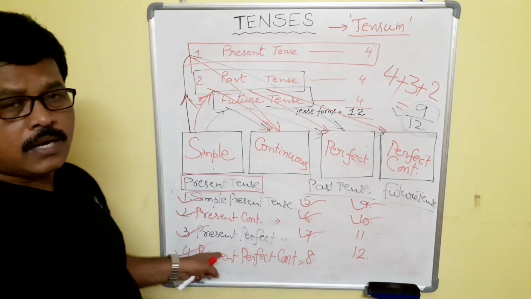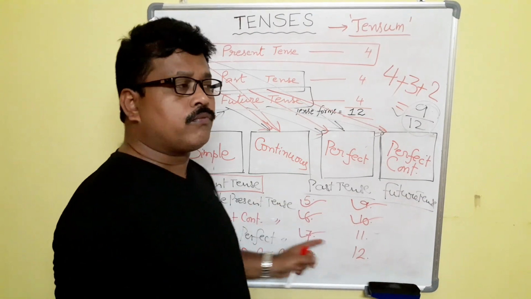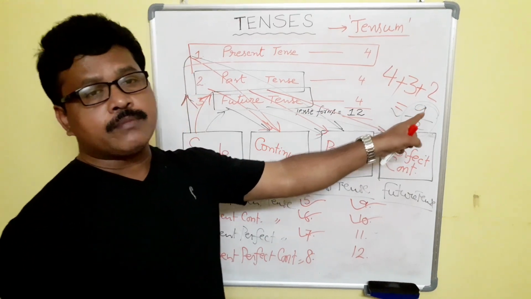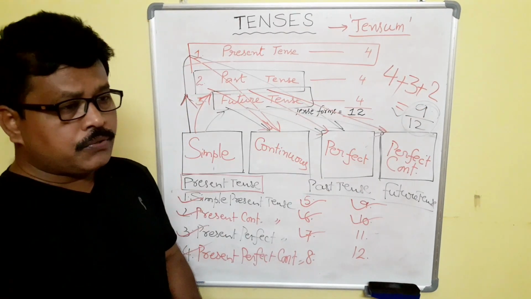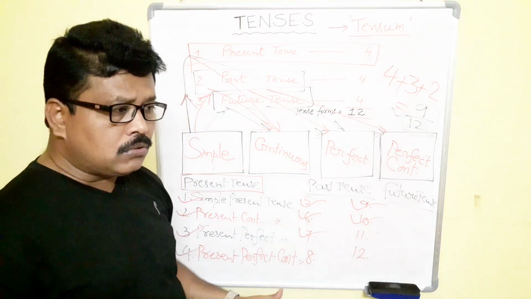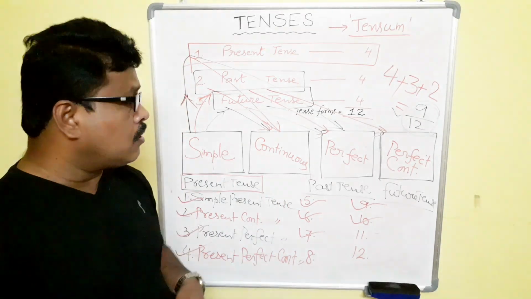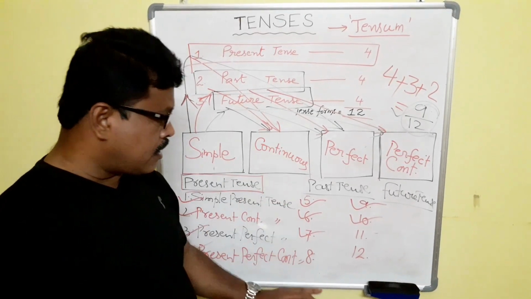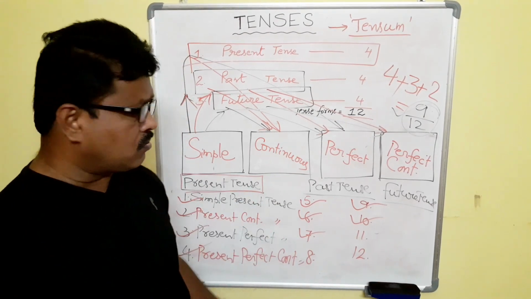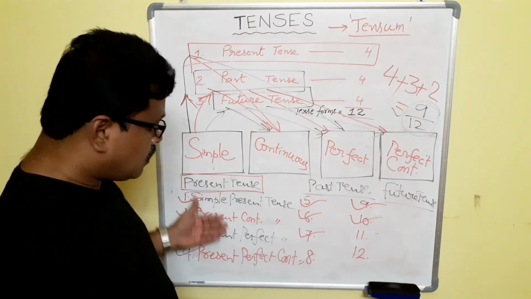Present tense, all the 4 are important. Past tense, first 3. Future tense, first 2. 4 plus 3 plus 2. So out of 12, 9 forms are very, very important. If you learn these 9, that will be enough from the exam point of view as well as the spoken point of view. In our daily conversation also, these 9 will help you. The remaining 3 are not much used. First you concentrate on these 9 only.